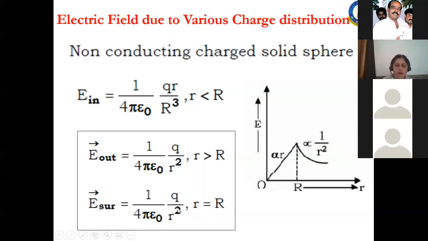Then on the surface, when r equal to R, E has a maximum value. Then above the surface, as r increases, the value of E goes on decreasing as it is inversely proportional to r square. So this will be the shape of the curve. Hope you all are noting down all these formulas and shapes of the curves, students.